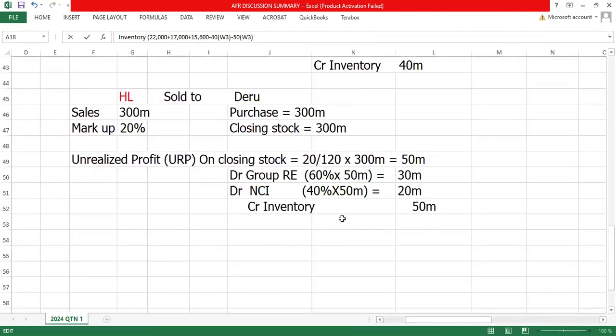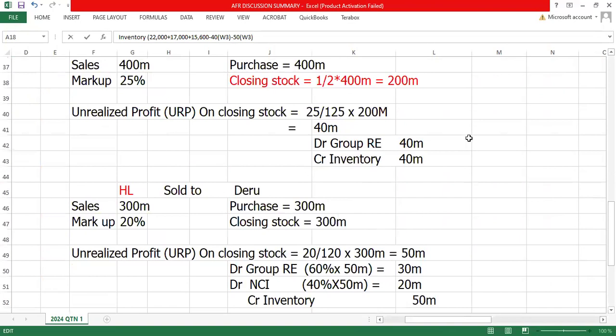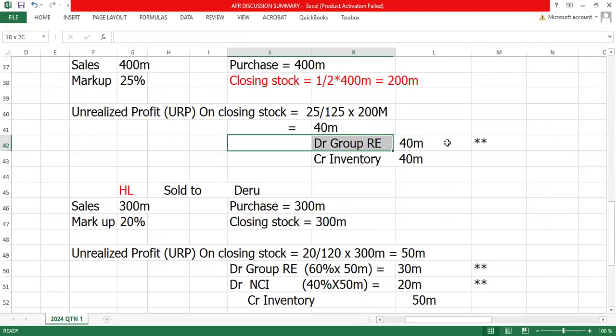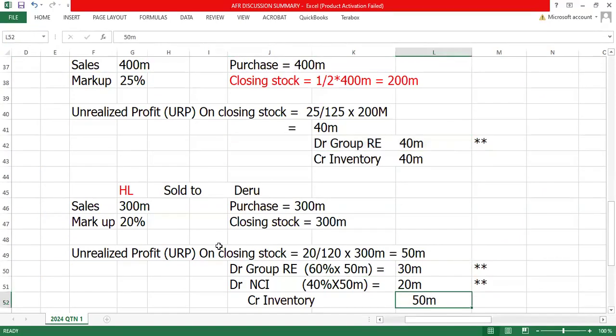Then when you're doing retained earnings, please take note that sometimes I put a star like this to know that I still have business here. If you're doing the working of NCI, this one will be there. If you're doing the working of retained earnings, this one will be there. So it's good not to forget that. We are done with that transaction.